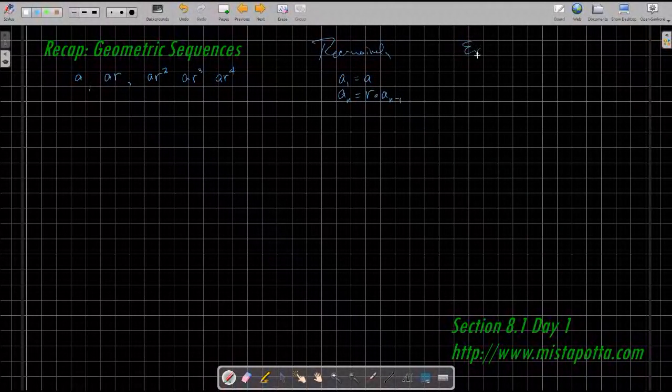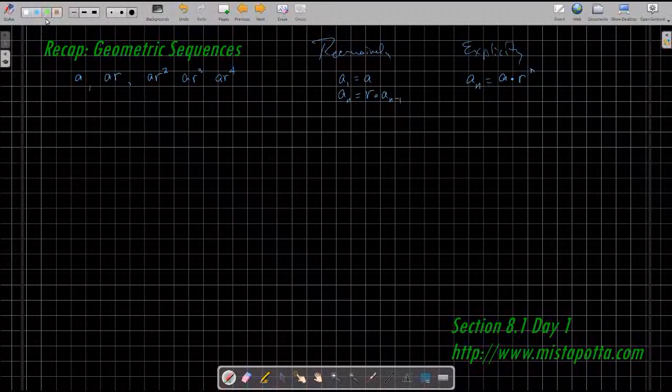Or I can talk about this explicitly, where a sub n is going to be equal to a times r to the n power. So I've got these two formulas that are perfectly both legitimate. And sometimes it's easier to think of these things in terms of the recursive definition. Sometimes it's easier to think of them in terms of their explicit definition. Let's go through a couple of examples of this.